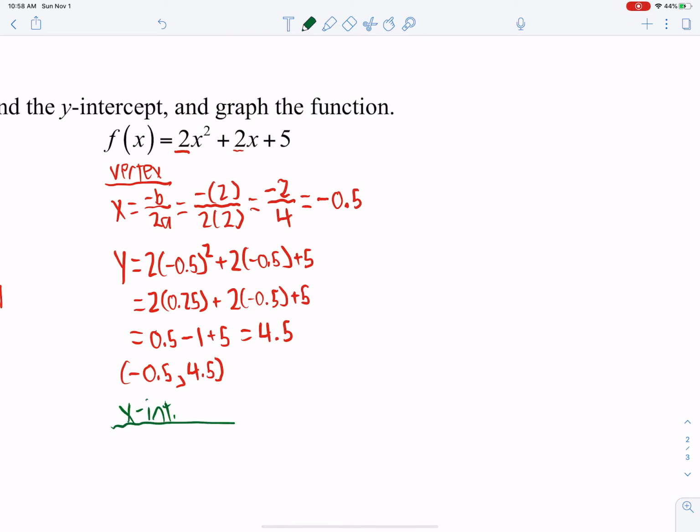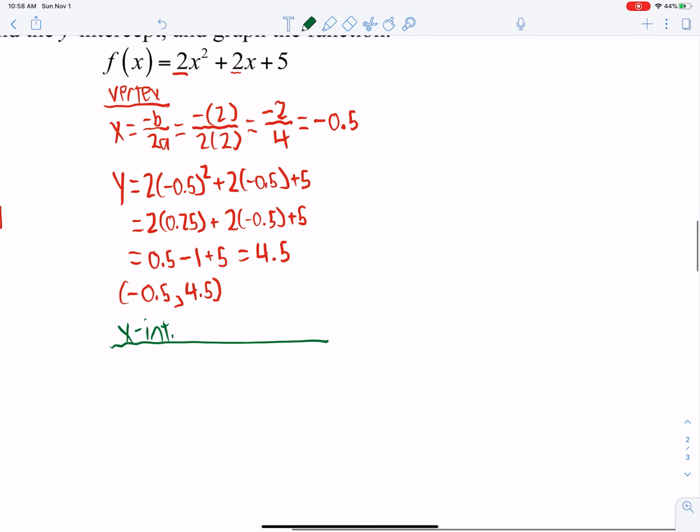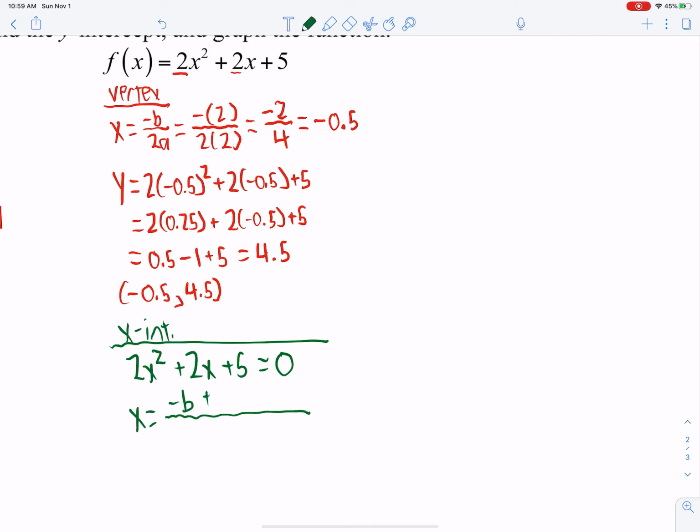To find the x-intercepts, we want to set this whole function equal to 0. So 2x squared plus 2x plus 5 equals 0. Looking at that, honestly, a lot of times when there's a number in front of the x squared, I just use the quadratic formula anyway because the factoring's so difficult. I don't think factoring's even possible on this one. So let's solve this one using the quadratic formula, which, just as a reminder, is negative b plus or minus the square root of b squared minus 4ac over 2a.